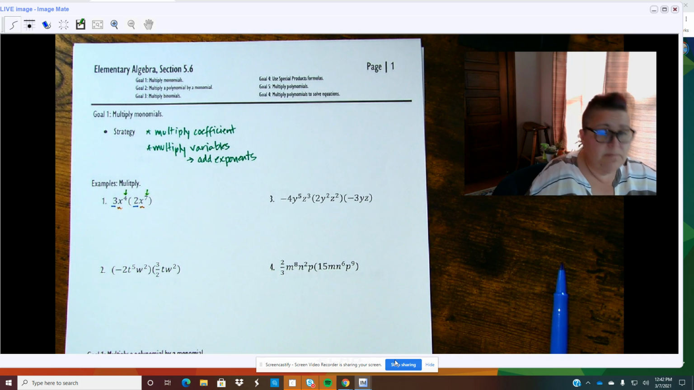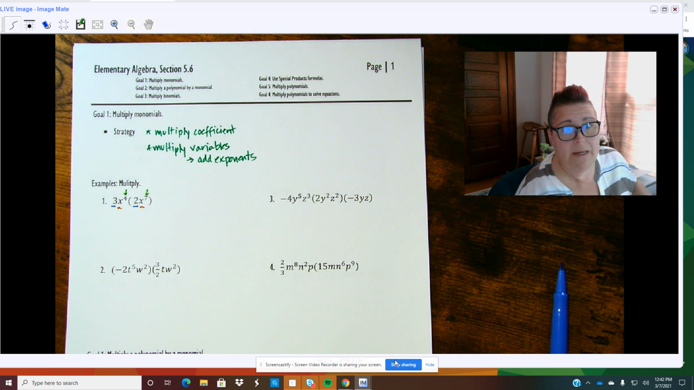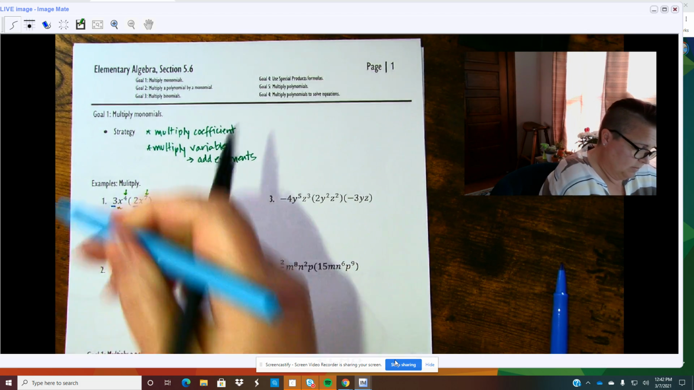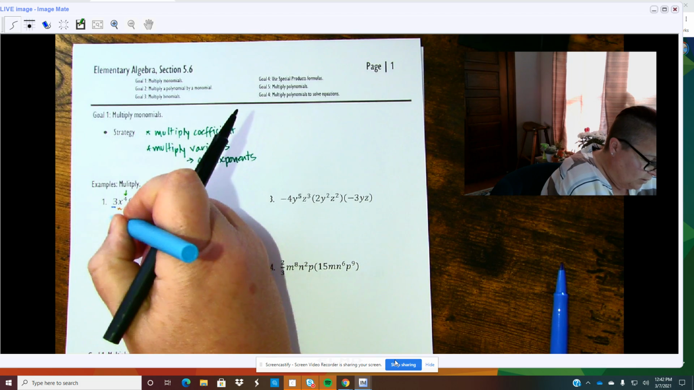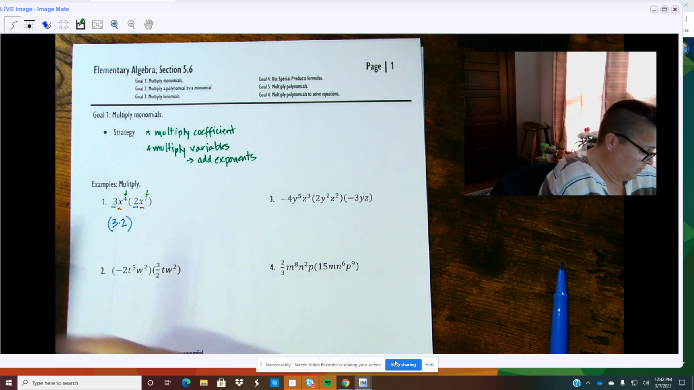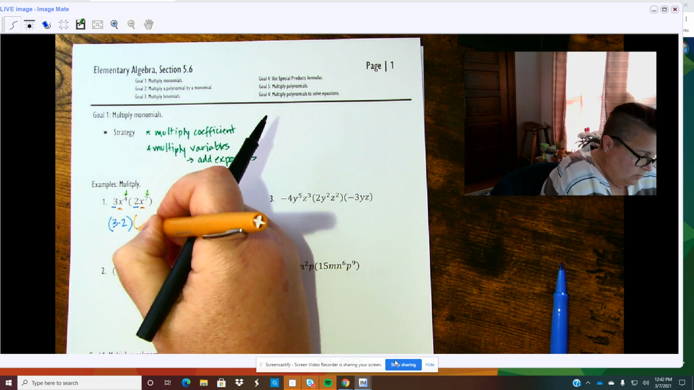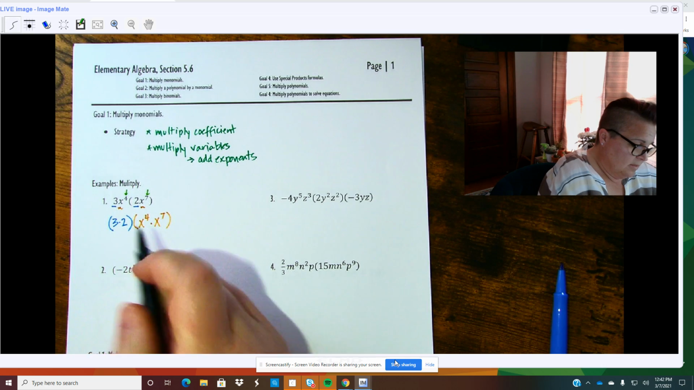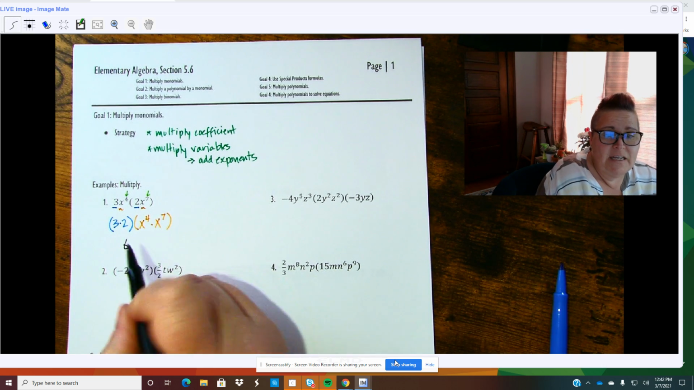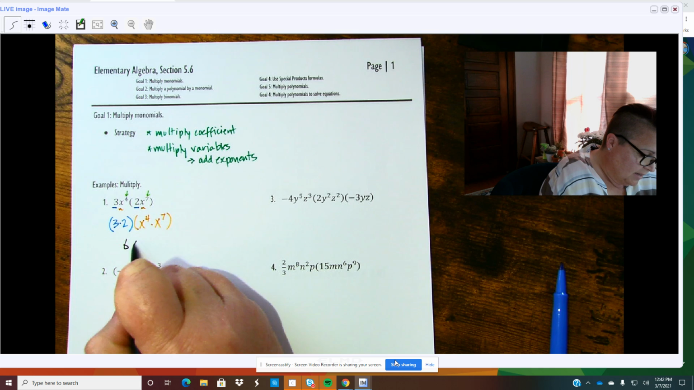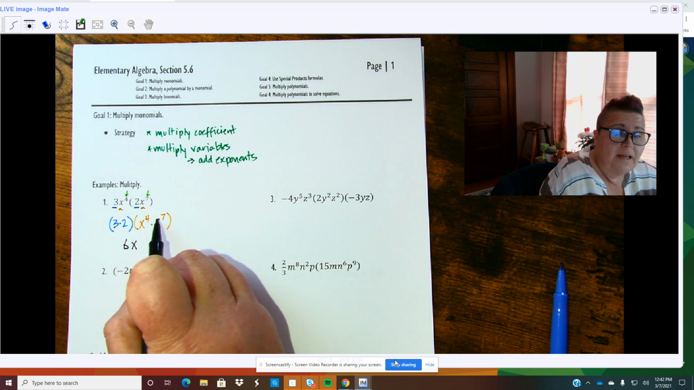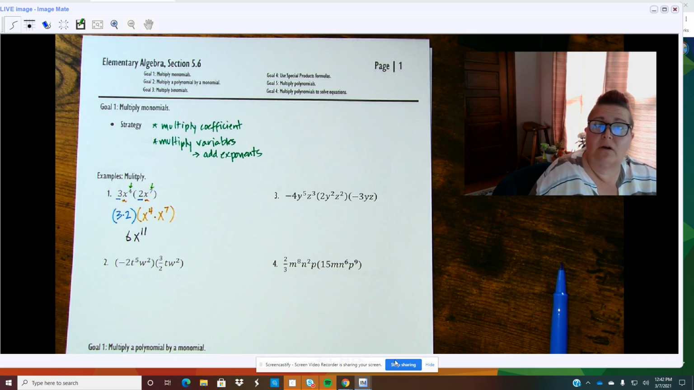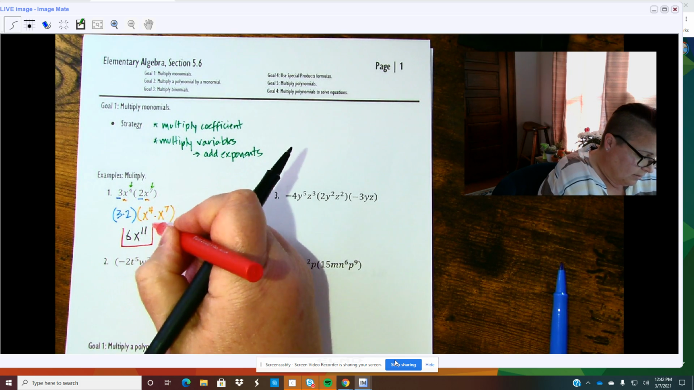So when we multiply the monomials, we quite simply multiply the coefficients, 3 times 2. Let me run this process out for you. And then we multiply the variables. So then we'd have x to the 4th times x to the 7th. The 3 times 2 is 6. X to the 4th times x to the 7th is x to the 4 plus 7, or x to the 11th. And that's it. That's how you multiply the two monomials together.